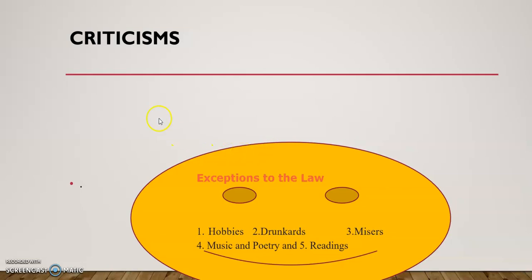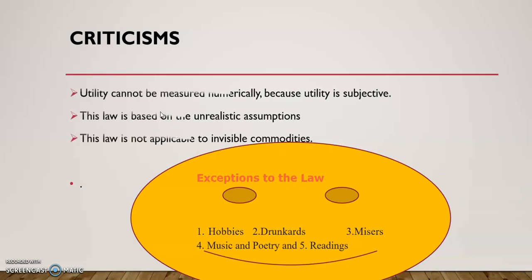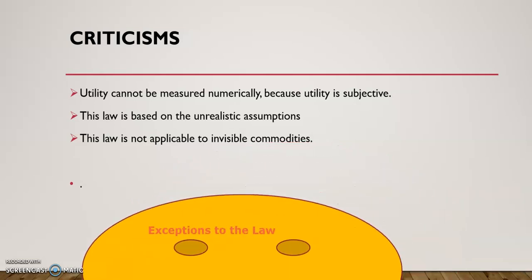Besides these exemptions, the law is criticized on the following grounds. Utility cannot be measured in practical life, because utility is a subjective concept. It differs from person to person. The law is based on unrealistic assumptions, and it is not applicable to invisible commodities which we cannot see. Satisfaction we cannot measure in terms of quantity. So in those areas, the law will not be applicable.